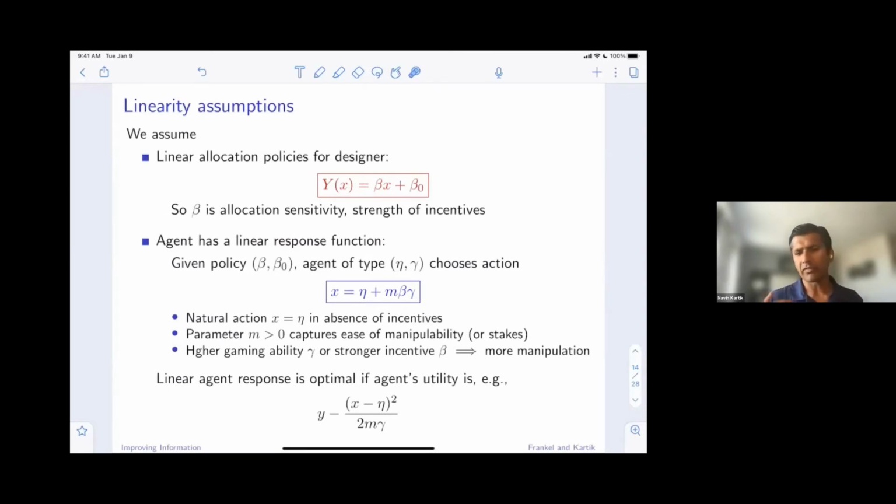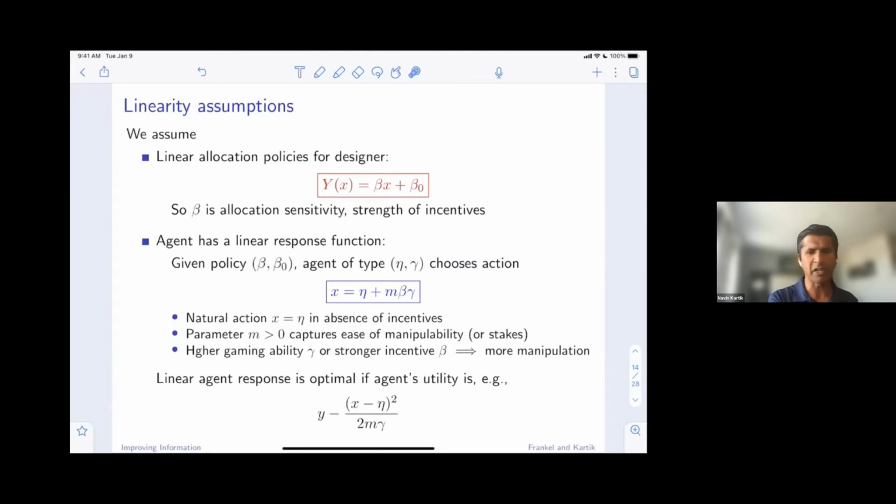Gamma is gaming ability, as I suggested earlier. And the reason we call this gaming ability is that a higher gamma is going to make it easier for the agent, or is going to provide greater incentive for the agent, to manipulate the action. And gamma is heterogeneous across agents. It's private information of the agent. And notice that the beta term here is a global shifter for how much the agent manipulates. So the more the designer makes the allocation rules sensitive to the agent's data, all agents are going to be manipulating their actions by more.